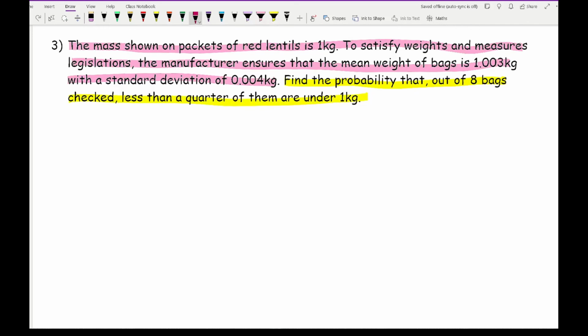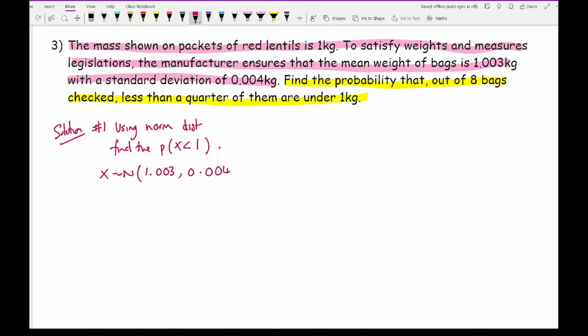So working with the solution of this, what I need to do first, using the normal distribution, is find the probability that x is under 1. We set up our parameters: x is assumed to be normally distributed with a mean of 1.003 and a standard deviation of 0.004. So typing this in, this is what we want to find: the probability that x is less than 1.